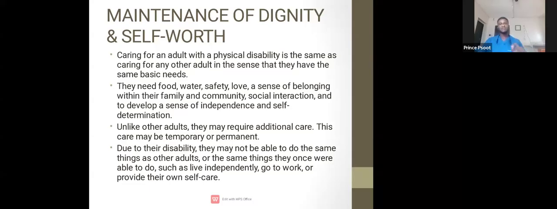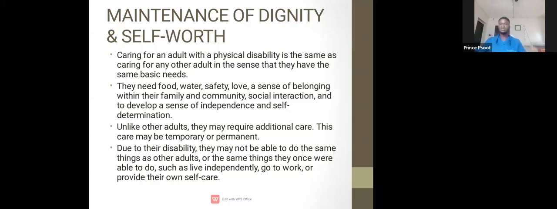So when caring for an adult with a physical disability, or a child, notice that your needs are the same as the person's needs. They need food, they need water, they need safety, they need love, they need a sense of belonging within their family and community. They need social interactions and to develop a sense of independence and self-determination. Now, unlike other adults, they may require additional care. This care may be temporary or permanent, depending on which category their disability falls in.